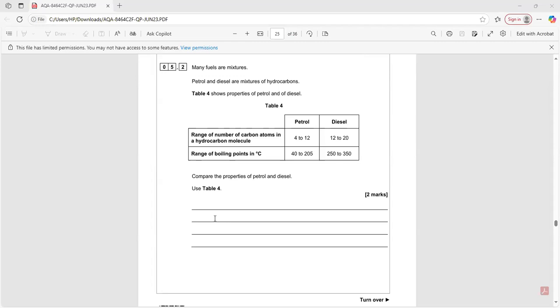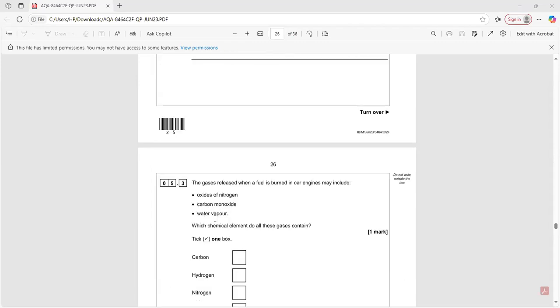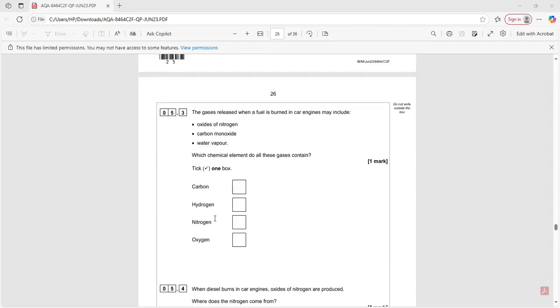Yes. Okay. All right. The next one is talking about gases that are released when a fuel is burned in car engines, and it's telling us what they may include: oxides of nitrogen, carbon monoxide, obviously, that's the chief culprit, and water vapor.